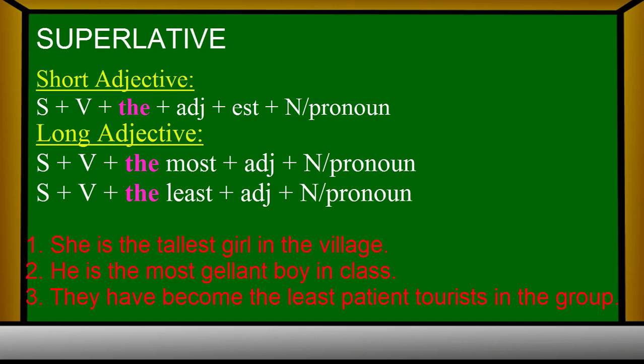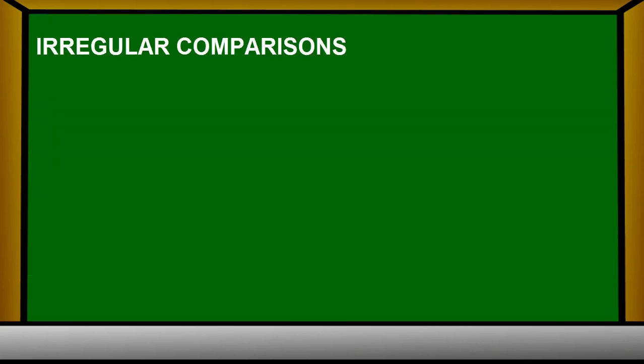1. She is the tallest girl in the village. 2. He is the most gallant boy in class. 3. They have become the least patient tourists in the group. Now I'm going to show you some irregular adjective comparisons.